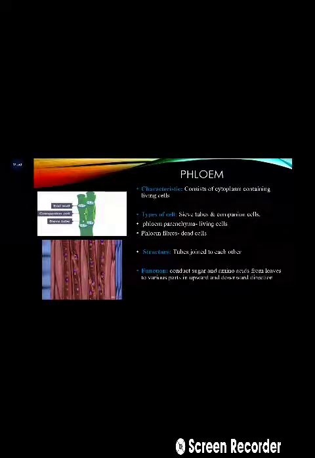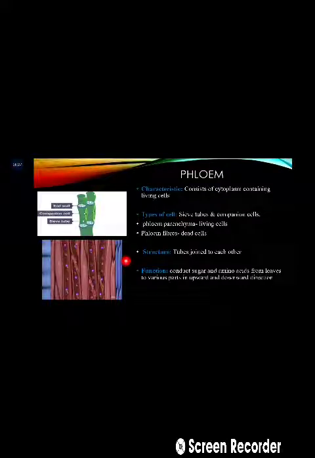Which type of nutrients? The nutrients that are developed in the leaves by the process of photosynthesis and respiration. We all know plants prepare starch during photosynthesis and different types of proteins or amino acids during the process of respiration. So all these proteins and carbohydrates or sugars are transported from the leaves to the different parts of the plant through the phloem tissue.